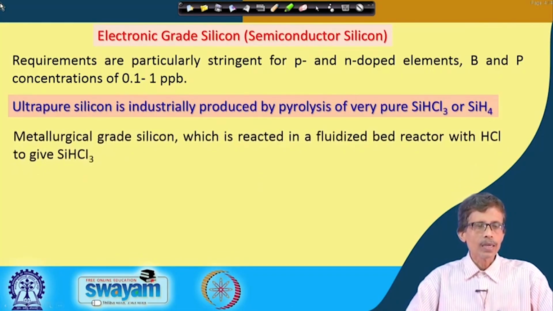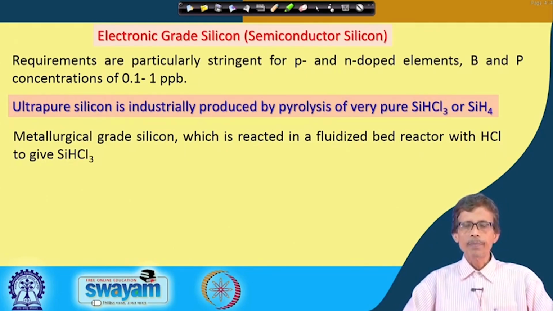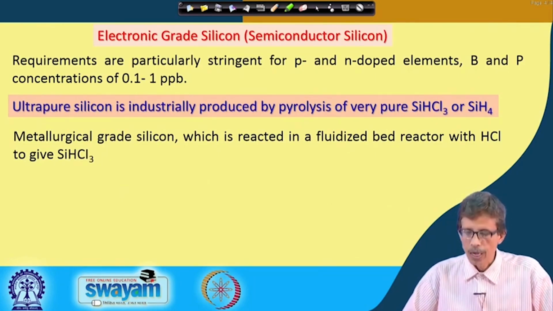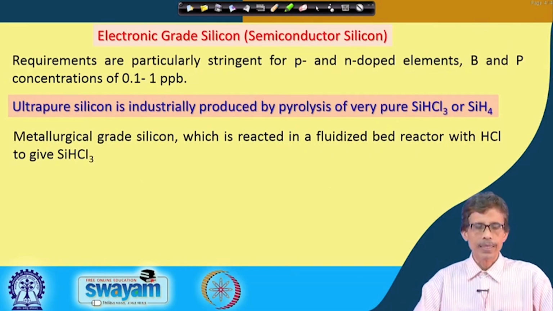Then, apart from this electronic grade silicon, we have metallurgical grade silicon, which is reacted in a fluidized bed reactor with hydrochloric acid to give SiHCl3. So, metallurgical grade silicon, which is not very pure, we can treat in a fluidized bed reactor with hydrogen chloride. That means it can be hydrogen chloride gas, or hydrochloric acid as liquid, to give SiHCl3.